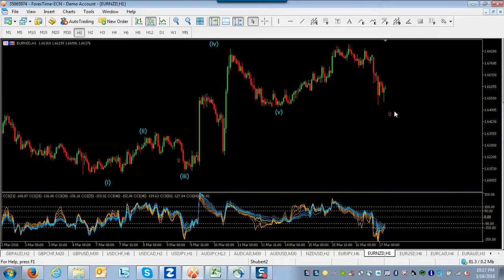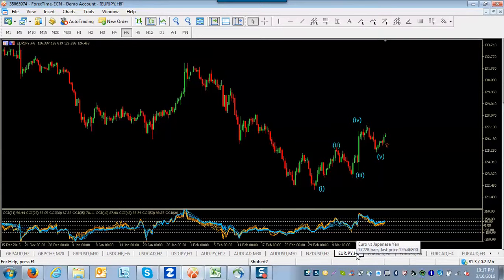So I'm certainly not looking to go long quite yet, but I will be watching this for signs of a potential resumption of an uptrend. And Euro Yen again looks like it's finishing a trend. I think this is the last piece of this trend, and then we'll be looking for a correction down, and then eventually a resumption of an uptrend, or it could just be a wave C up.